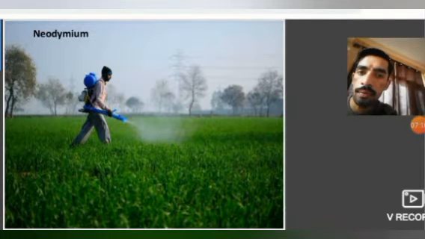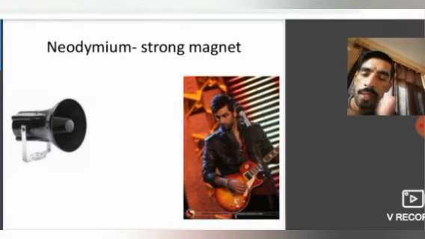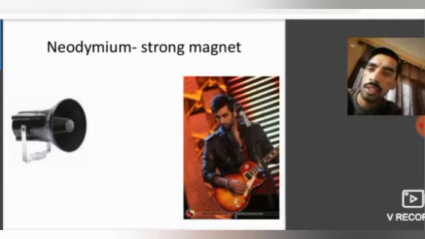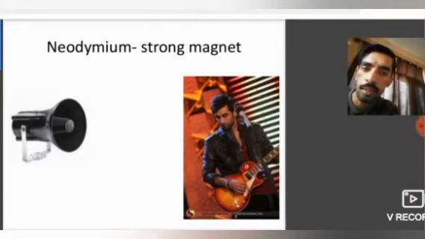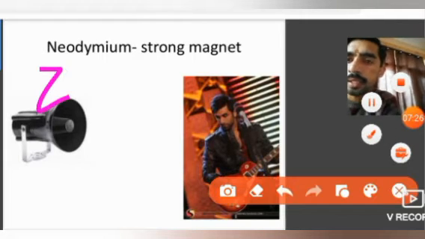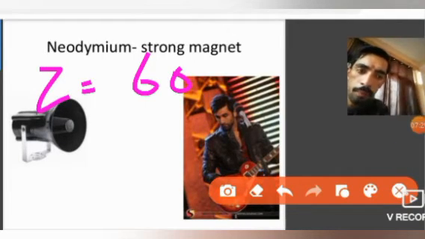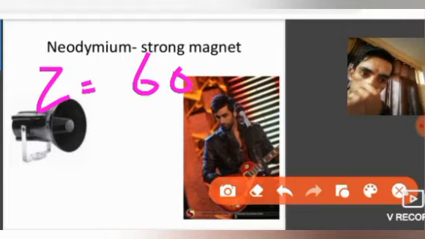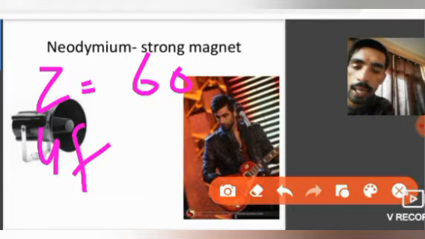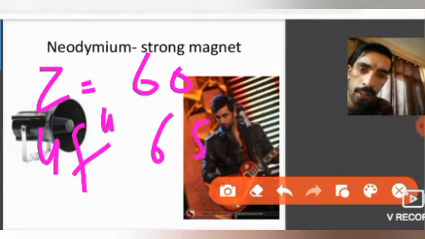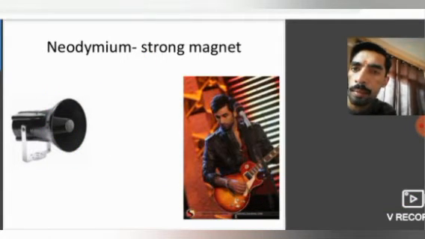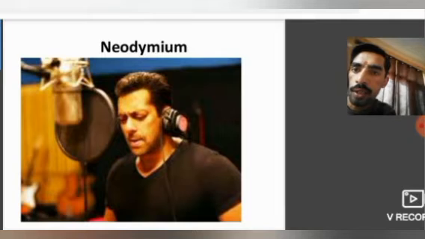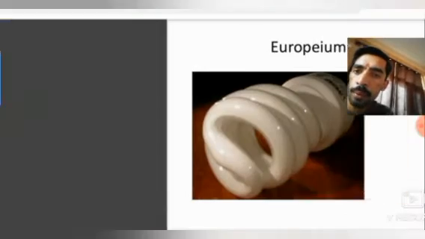Okay, and next is neodymium. It is used as a fertilizer, or you can say an insecticide. Neodymium is a strong magnet also. Its atomic number is 60, Z is 60. Its configuration is 4f4 and 6s2. The rest, 5d, is 0. So this is neodymium. It is used in strong magnets, again in the strong magnets of headphones also.